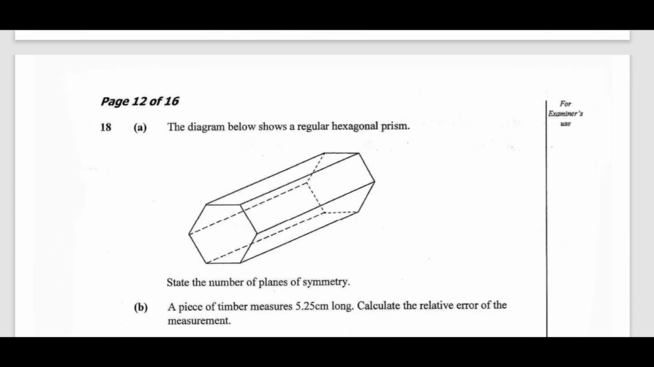Okay, so 18. The diagram below shows a rectangular hexagonal prism. We are asked to find the number of planes of symmetry. The number of planes of symmetry is n plus 1, where n is the number of sides. So how many sides do we have?